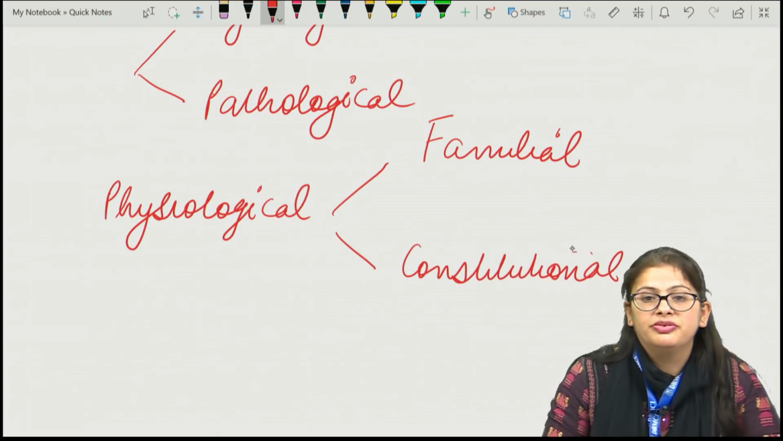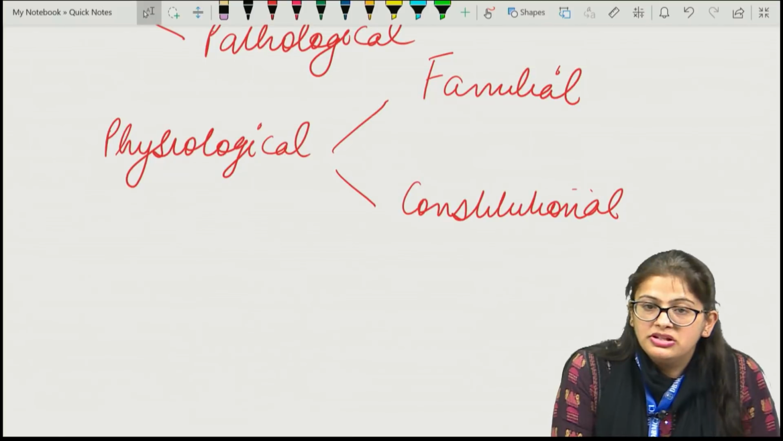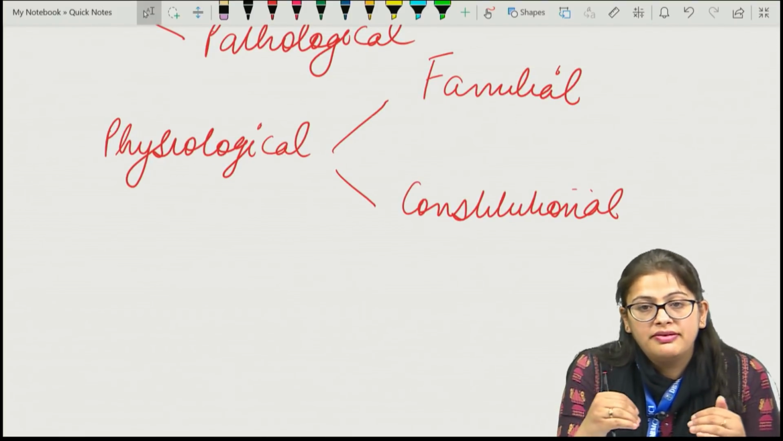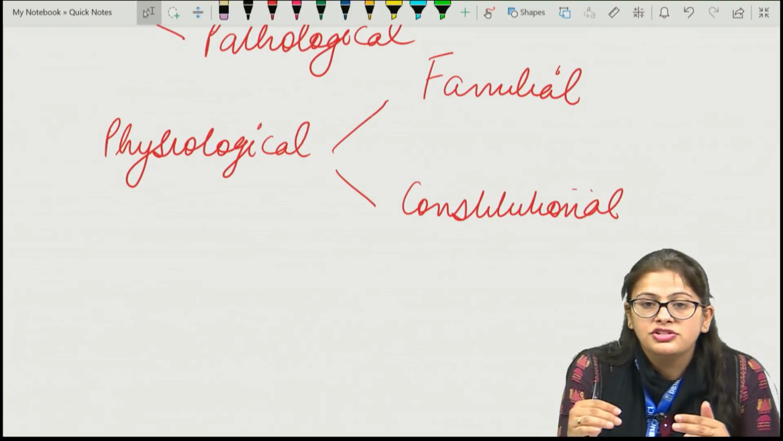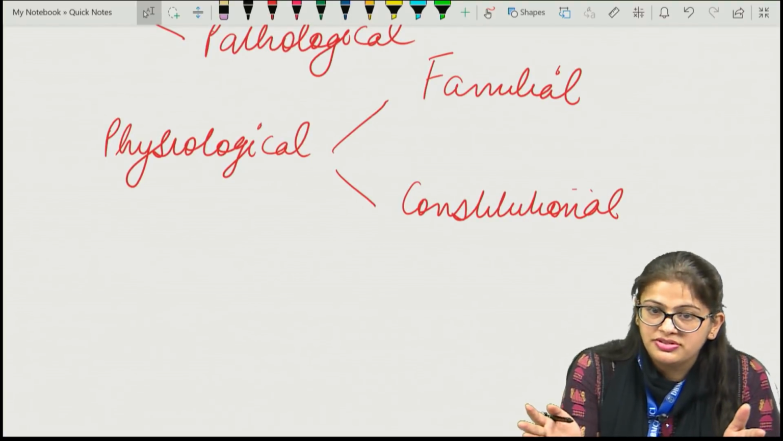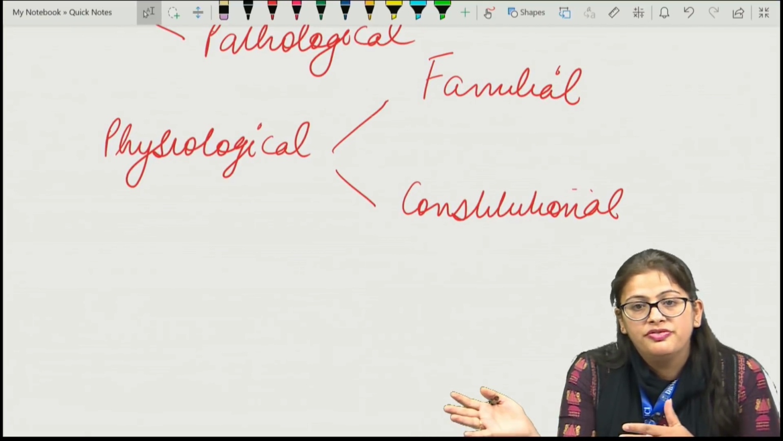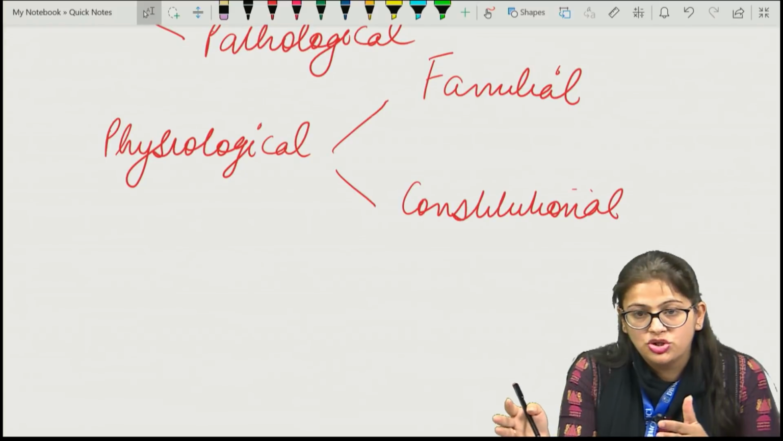So what do you mean by familial short stature? In familial short stature, both the parents will also be short. So the child will develop a height which is in accordance with the genetic potential of his parents. So if his parents are short, the child is also likely to be short in future. So that is familial short stature.